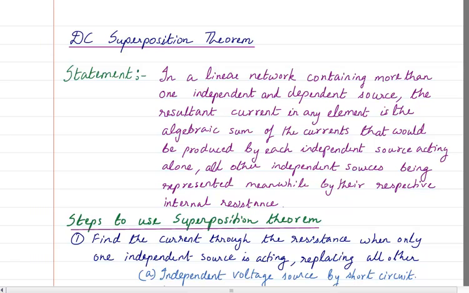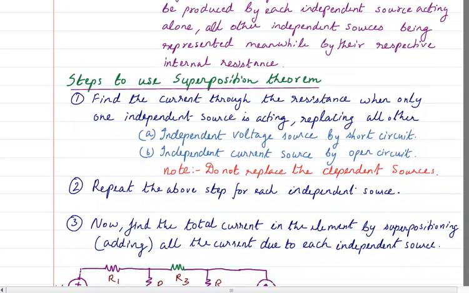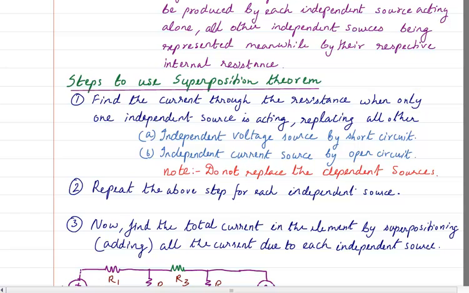Now what are the steps to be done? The step is to find the current through the resistance only when one independent source is acting, replacing all others. Now what all can be there? There can be an independent voltage source, we replace it by a short circuit. There can be an independent current source, we replace it by an open circuit.